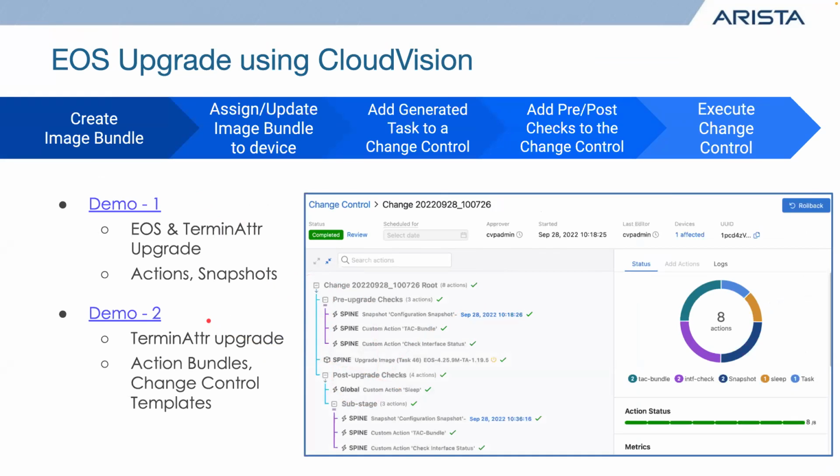And in demo number 2, it's just going to be an extension upgrade, just to showcase how I can upgrade an extension without affecting the EOS image or without rebooting the device. The other thing that we are going to be seeing in demo number 2 is, okay, I have created these pre-checks and post-checks, but do I have to keep creating them every time I have to upgrade?